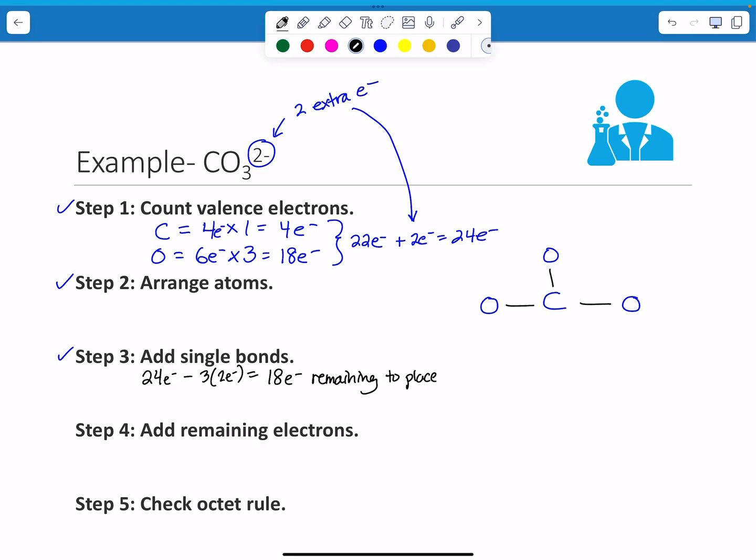I'm going to place those remaining electrons in red, and we'll do them around the oxygens. So if we've got 1, 2, 3, 4, 5, 6, that makes the octet rule satisfied. What is 3 times 6? 18, right? So all the oxygens get 3 lone pairs.